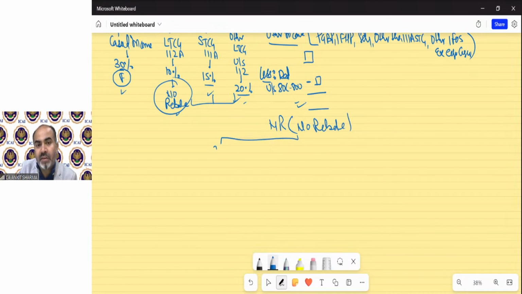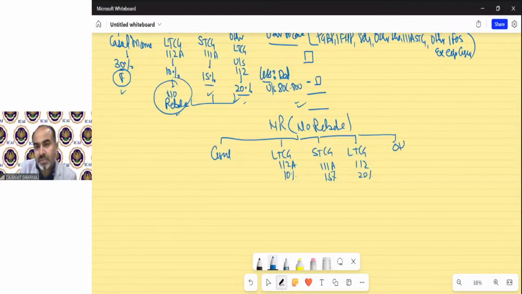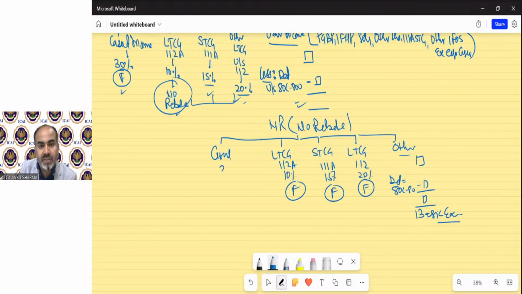Now we will divide the income again: casual, long-term capital gain 112A at 10%, then short-term capital gain 111A at 15%, then long-term capital gain 112 at 20%. And the others: same case, deductions 80C, 80U can be claimed from others. This will remain the same, and the basic exemption can be claimed. Now these are all fixed, fixed, fixed, fixed, and fixed.